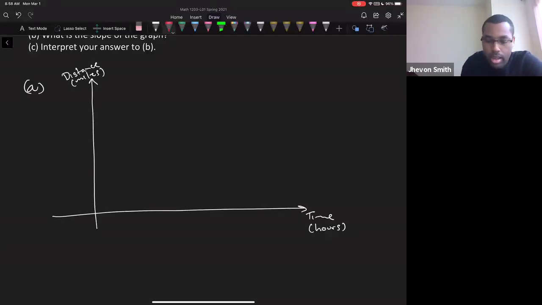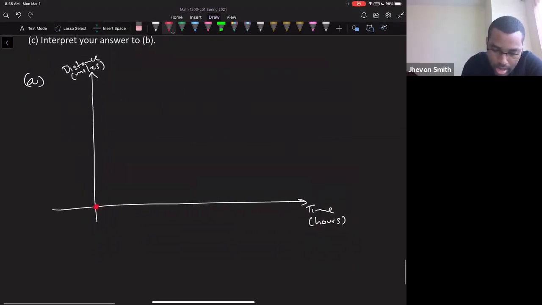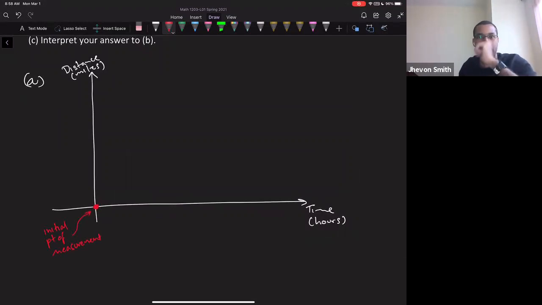I start my stopwatch at time equals 0 and my distance is 0, right? So this is the initial point of measurement, right? So it's at 0, 0, right? So the object is moving and there comes a point where it passes this point and my stopwatch goes off and then I start watching it now, right? So this is time 0, distance 0.